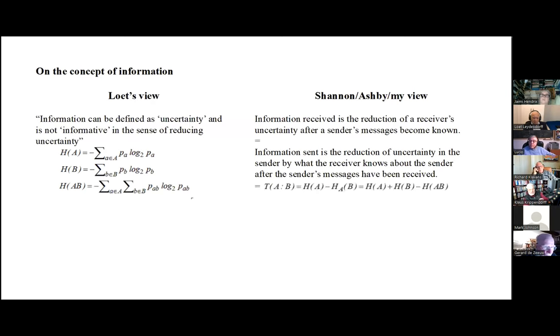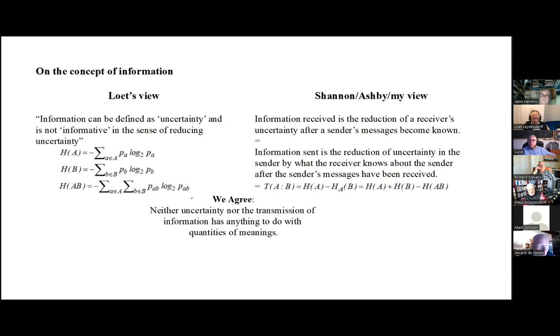Make the next one, please. And that it's using this here, the amount of information transmitted between A and B, and on the left side, you have the measures of entropies, which are always differences between entropies. And I think we agree that uncertainty, nor the transmission of information in a general sense, has anything to do with the quantities of meaning.